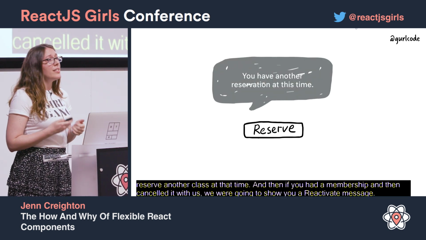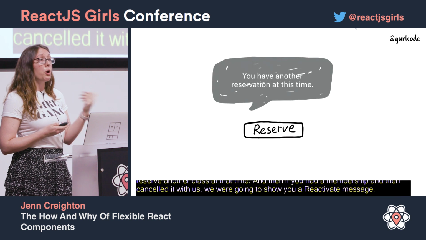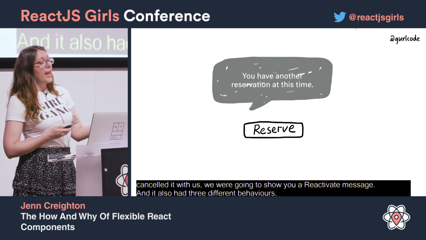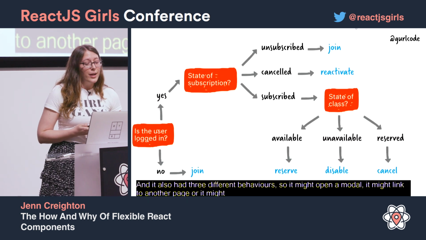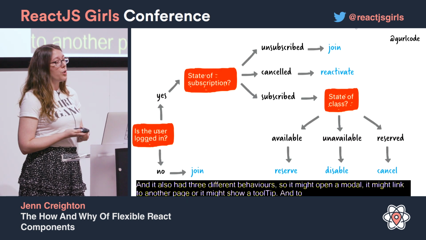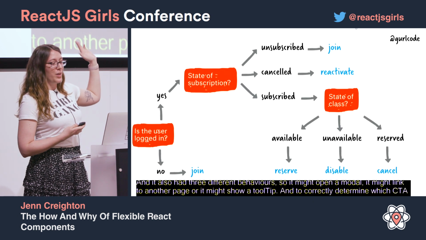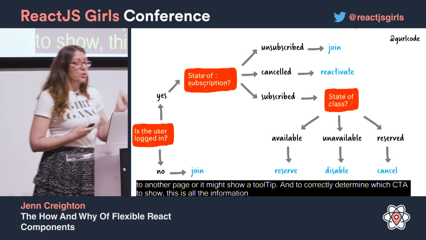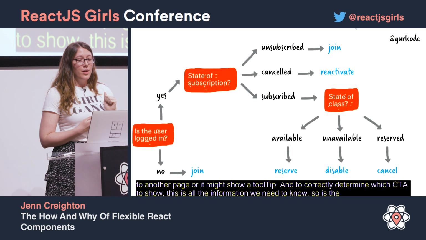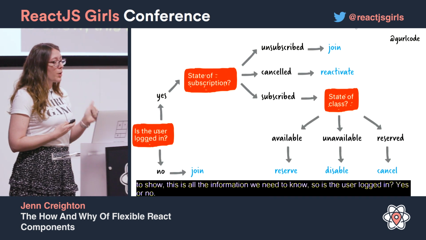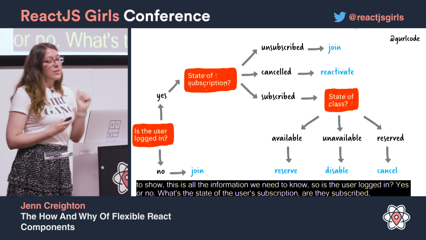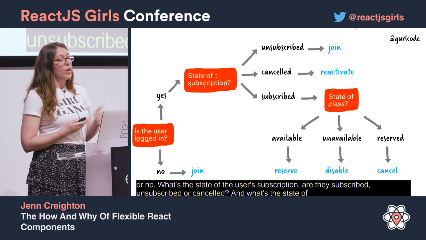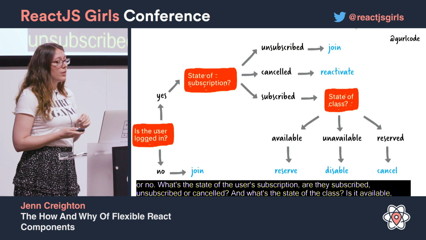And it also had 3 different behaviors. So it might open a modal, it might link to another page, or it might show a tooltip. And to correctly determine which CTA to show, this is all the information we need to know. So, is the user logged in? Yes or no? What's the state of the user's subscription? Are they subscribed, unsubscribed, or canceled? And what's the state of the class? Is it available, unavailable, reserved?